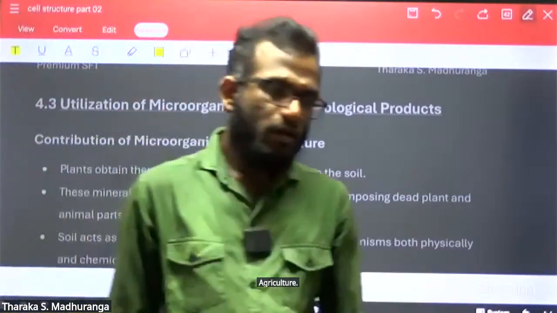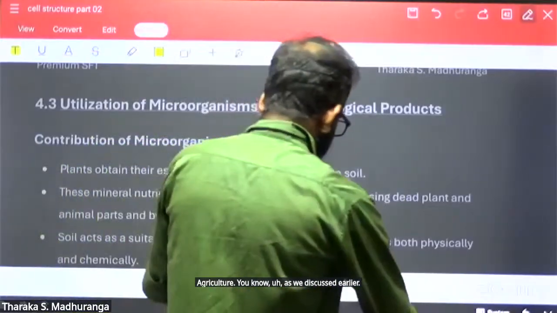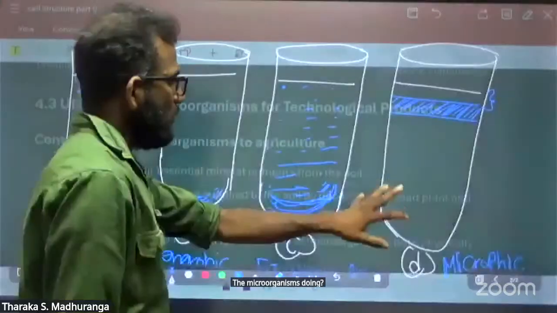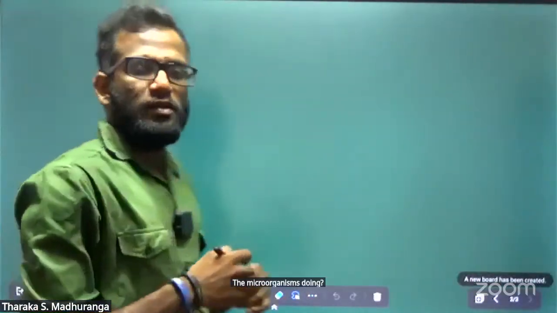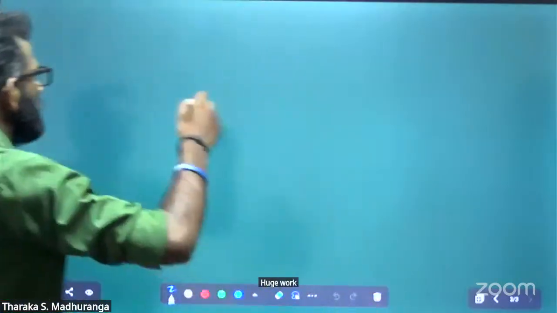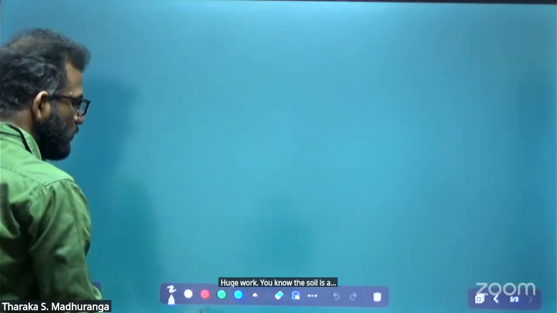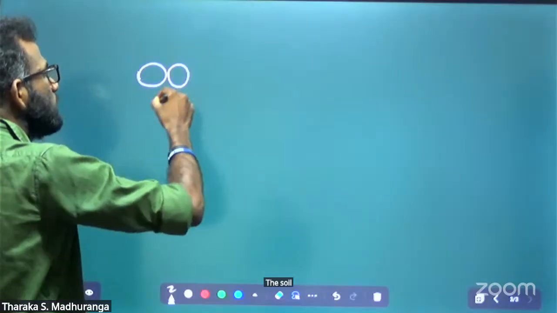As we discussed earlier, the microorganisms are doing a very important job in soil fertility management. In soil fertility management and soil structure development, microorganisms do a huge work. If you consider the structure of the soil, it is like this.